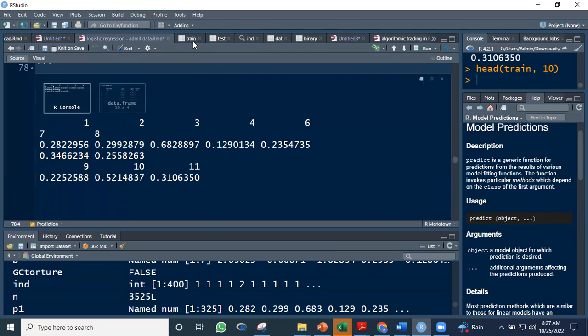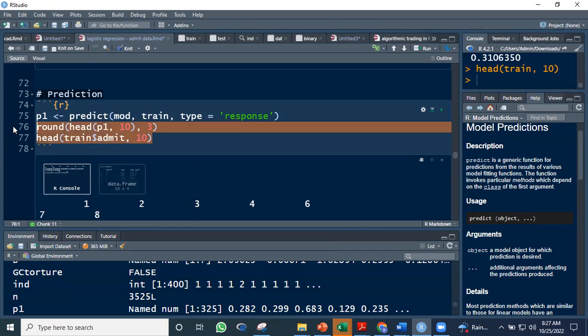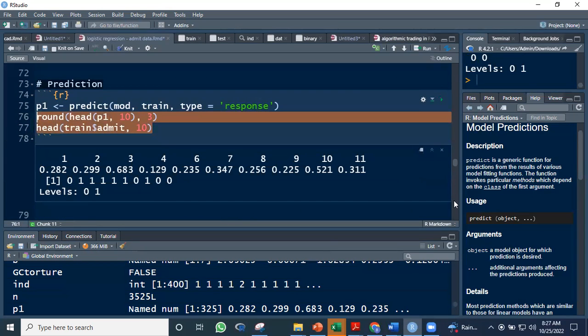Tama, class? Ay, sandali. Oh, wait. Kaya pala dapat to mali, sorry. Train and then yung admit lang. Okay, sorry about that. And then ito, i-round lang natin. Ibalik ko to class. Ang gusto lang natin i-print yung head ng admit, yung admit lang. Okay, so let's run this. Control Enter para may side by side yan.